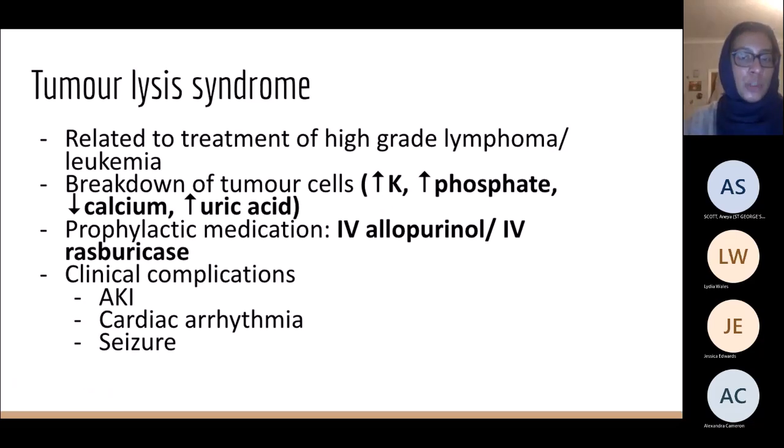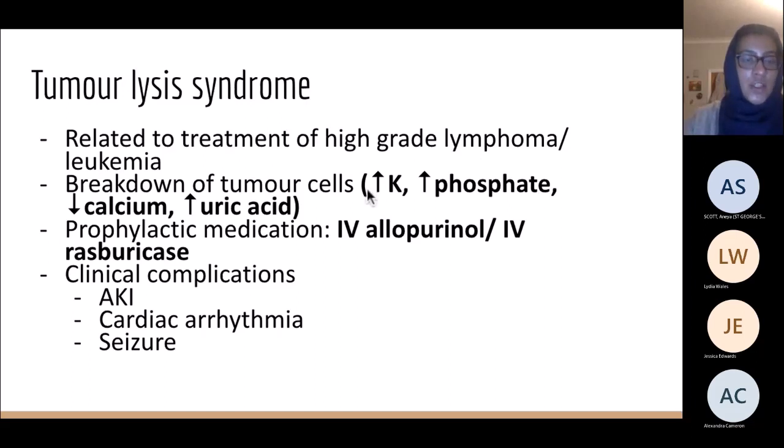Now, in terms of the management for tumor lysis syndrome, people who are having chemotherapy for hematological malignancies in particular will often be given something called rasburicase as a prophylactic medication. What that will do is help reduce the levels of uric acid in your blood, or some of these people might be put on allopurinol. Allopurinol doesn't remove uric acid from the blood, but it can prevent its formation. And so sometimes you might see people on that prophylactically.